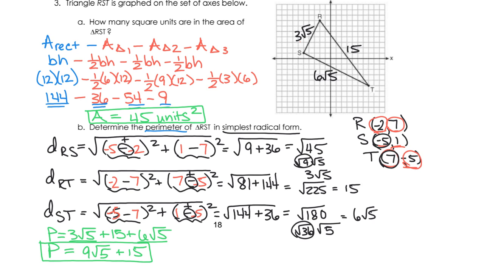So hopefully that helps you find the area of a shape on a graph and the perimeter of the shape on the graph. All right, just pay attention to which one they're asking, okay?